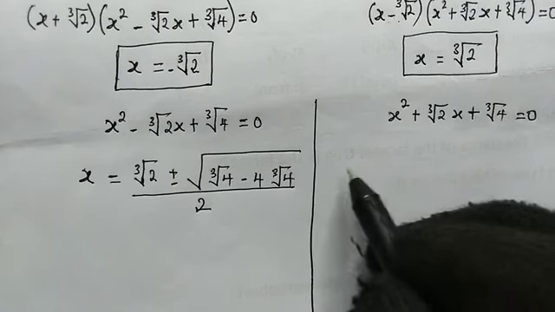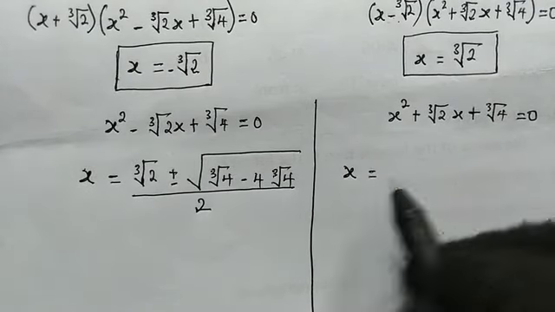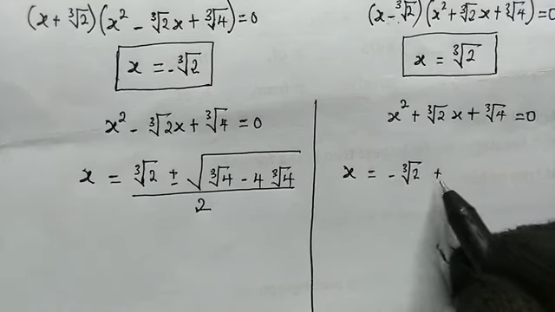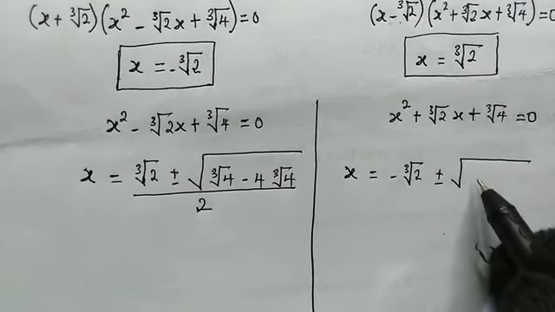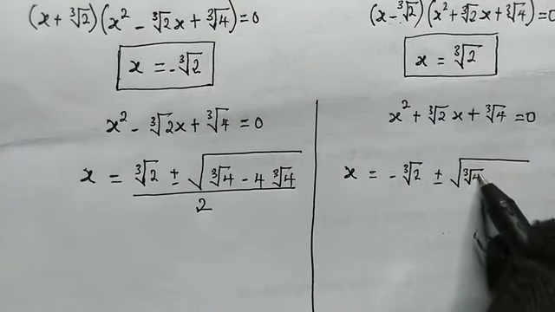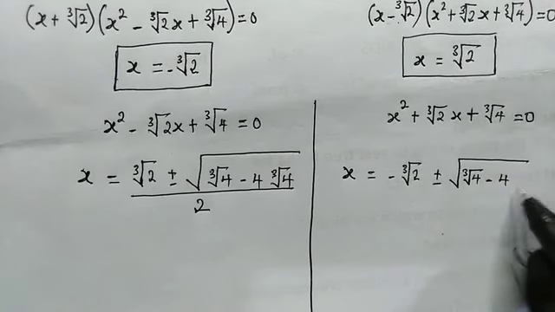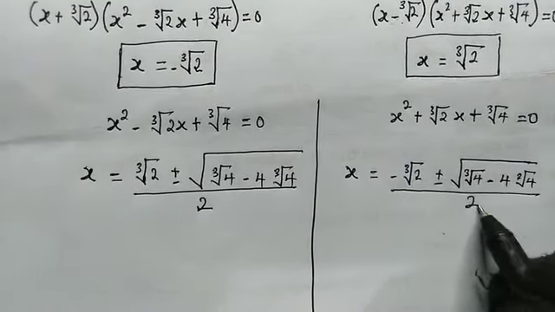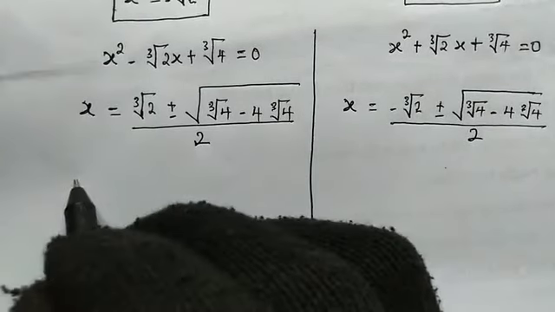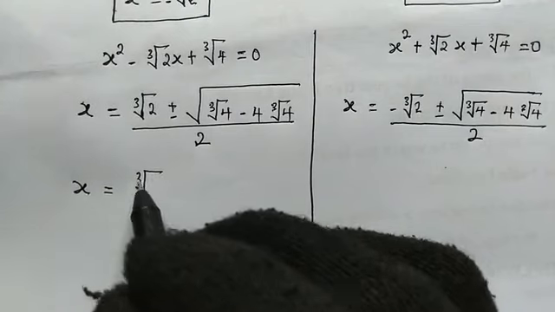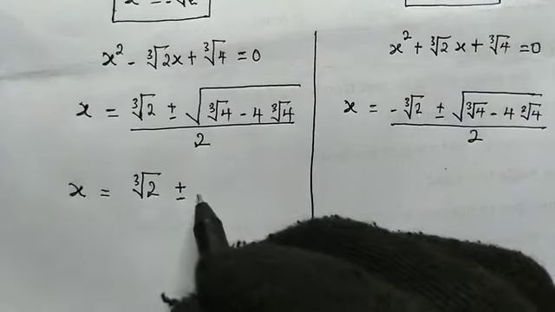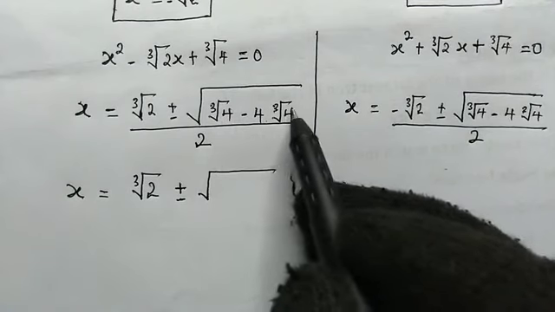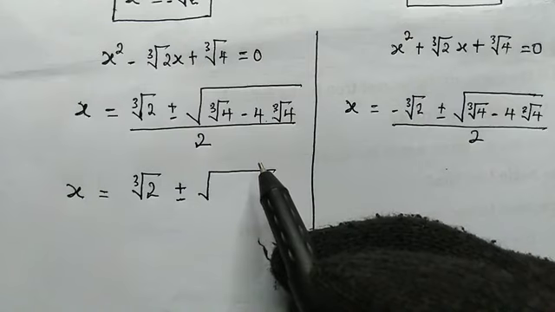Okay, good. Now from here, we have x will be equal to negative b. We just have the opposite sign here. So it will be negative cube root of 2 plus or minus, so the same thing under the radical. So we have the cube root of 4. Then minus 4 times a times c, which is 4 times the cube root of 4. And divided by 2. Okay, so from here, we have x is equal to the cube root of 2 plus or minus the square root of, remember, we have the cube root of 4 minus 4 times the cube root of 4, which will give us negative 3 times the cube root of 4.